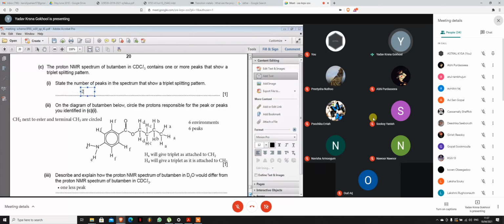Now, we are going to do a little bit of work over here. So HA, have your data booklet in front of you. HA will be a triplet at 0.9 to 1.7 ppm.